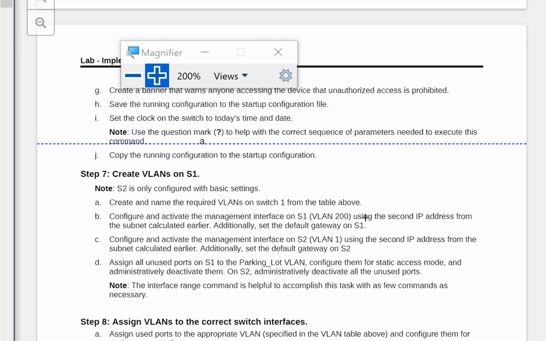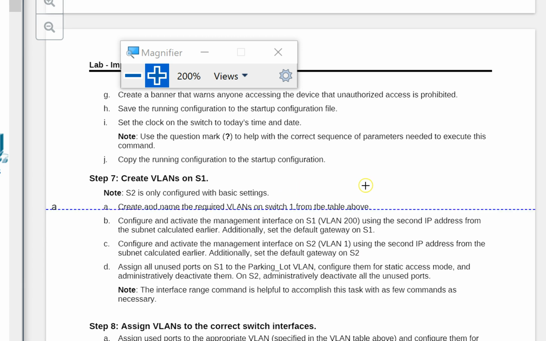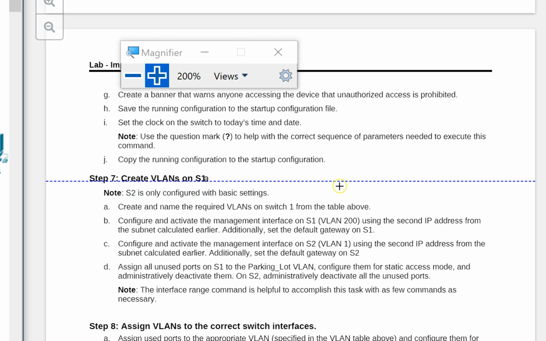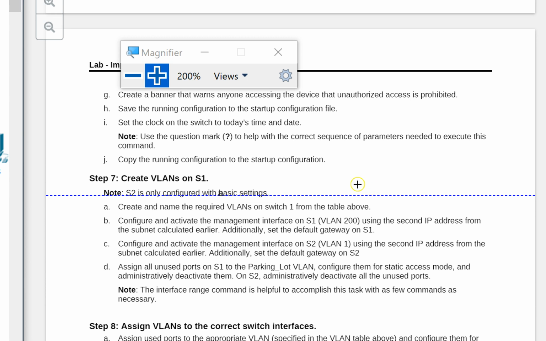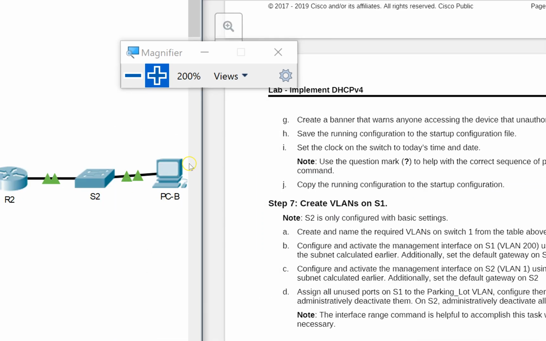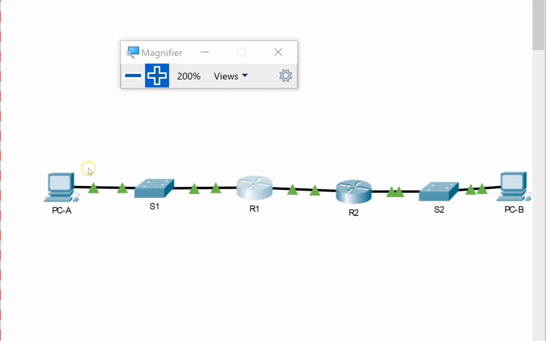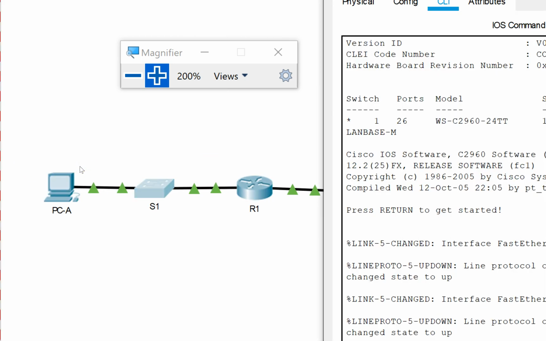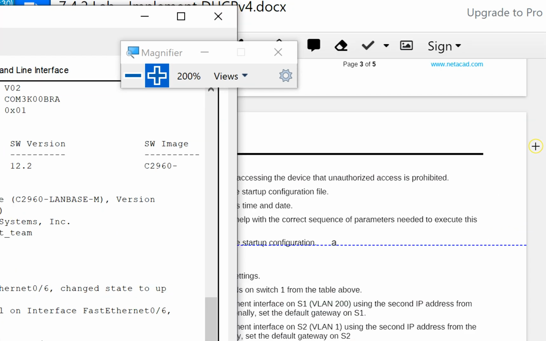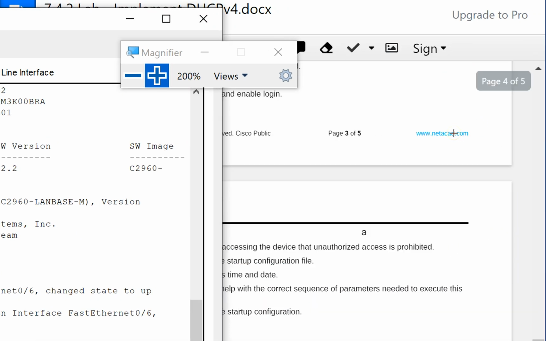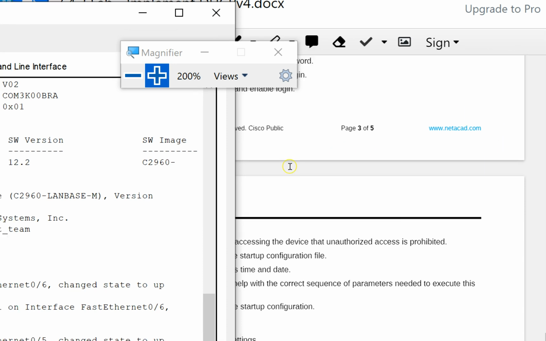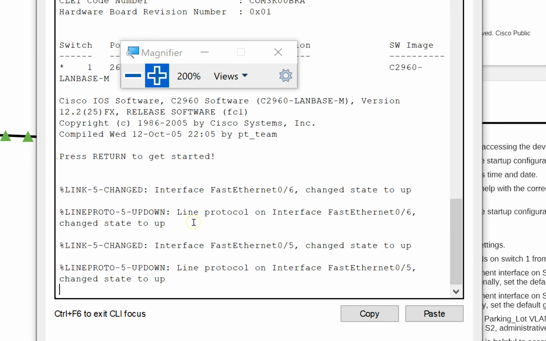All right, so on S1 we need to create VLANs. On S2, only basic settings. Make sure you read that. Some of you might have already done some beyond settings, but the note says S2 is only configured with basic settings. Perfect. Once you do the basic settings on S2, that's all you have to do. S1, on the other hand, we need to create the VLANs. We know there are 4 VLANs: VLAN 100, 200, 999, and 1000.